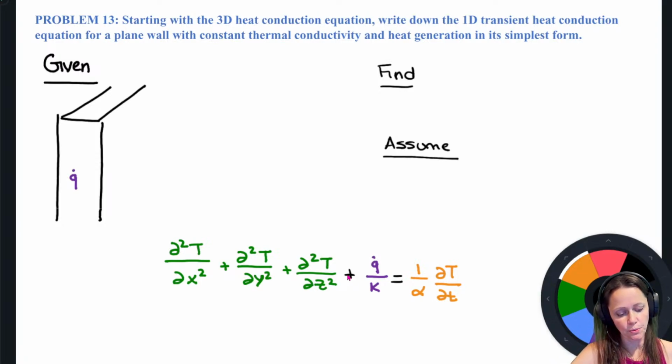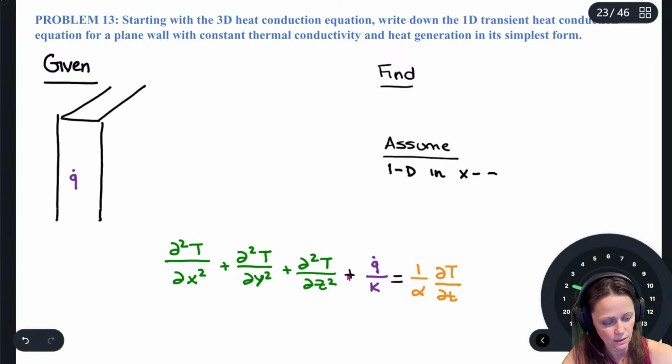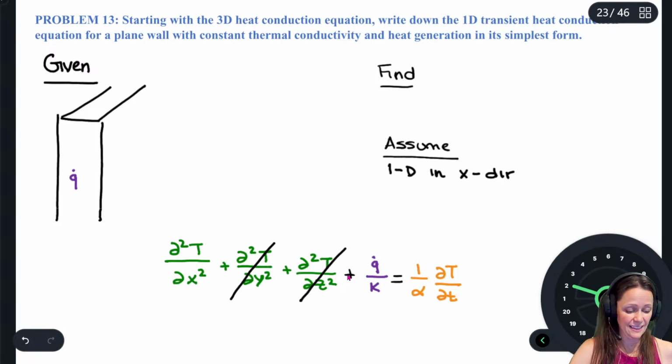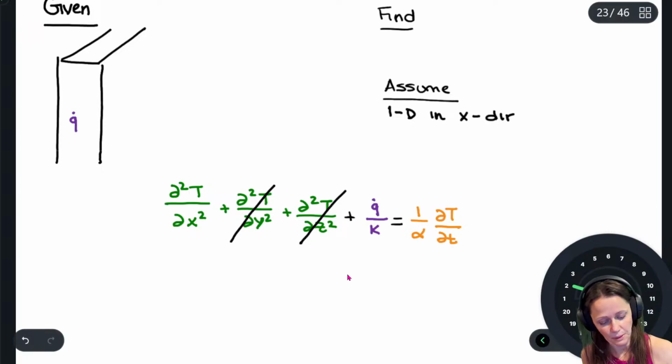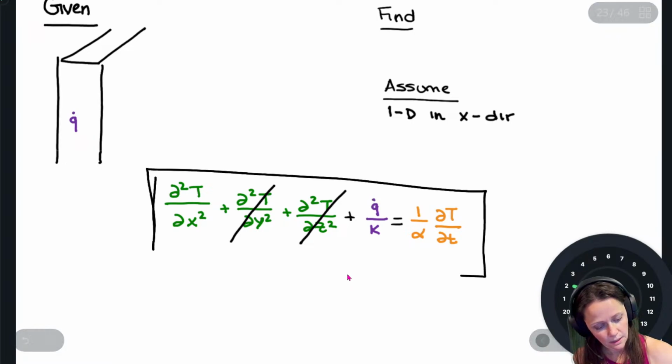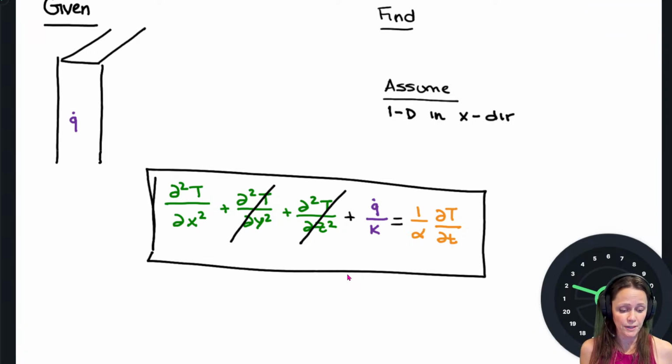I do have heat generation, so I can't get rid of the q dot over k term, but it does say I have one-dimensional heat transfer. So I'm going to note here that it's 1D in the x direction. So I'll just cross these guys out, and that's all I can do. Everything else has to stay since it's transient and we have heat generation. So that would be it. I'm only finding the equation, not solving it.